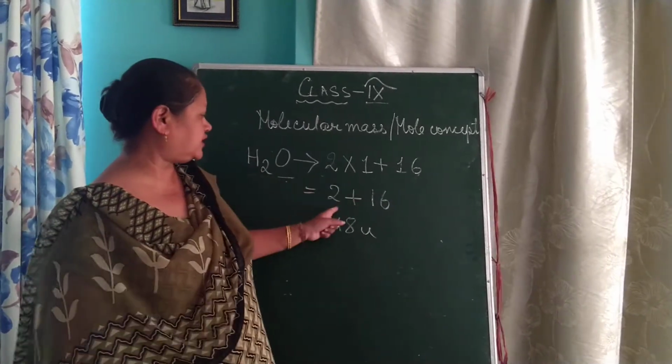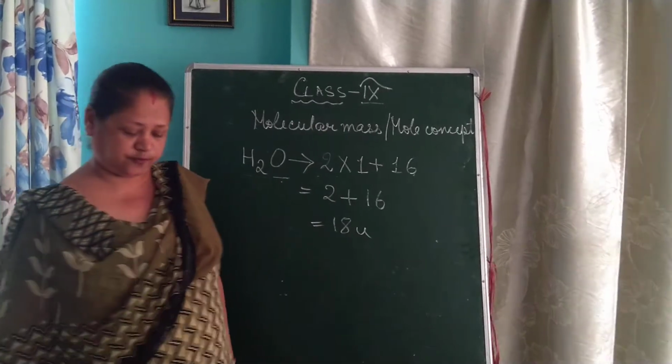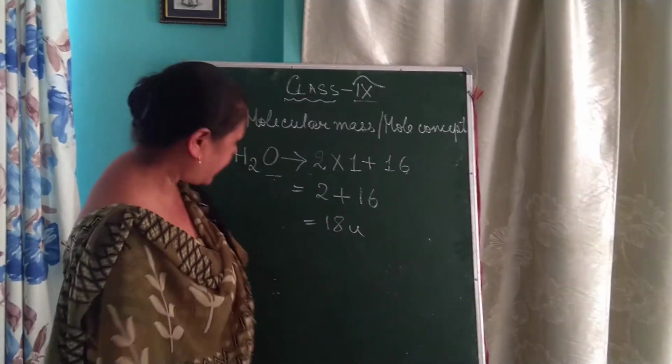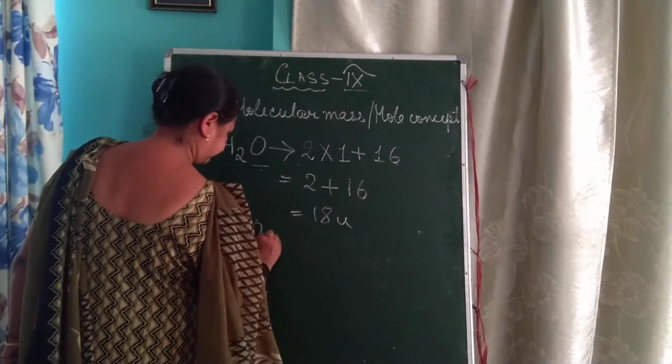So 2 into 1 gives you 2 plus 16. So that is equal to 18 U. Now another example which I can give you is nitric acid.